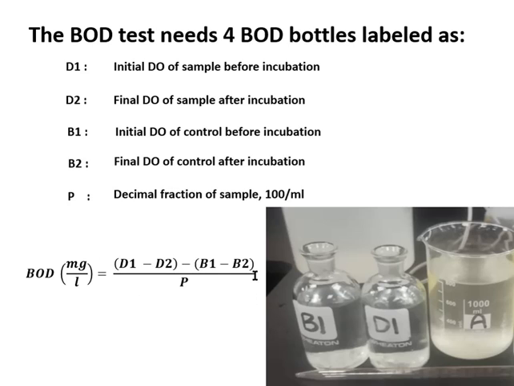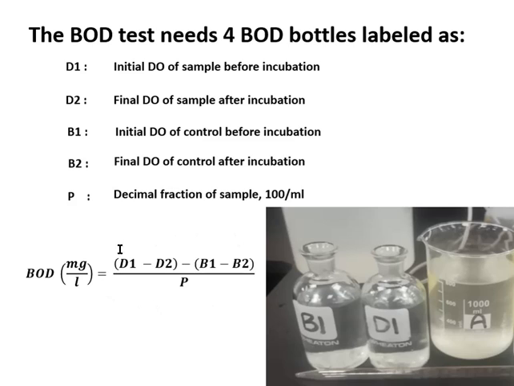However, we should also remember that B1 is the blank and D1 is the one with the wastewater sample, and these give the initial dissolved oxygen. For example, if I am starting the experiment today, I will find out the dissolved oxygen in the bottle D1 and also in B1. And after 5 days, I will measure the dissolved oxygen in D2 and B2. So the one is for today and the two is for after 5 days. This experiment is actually completed in 5 days.